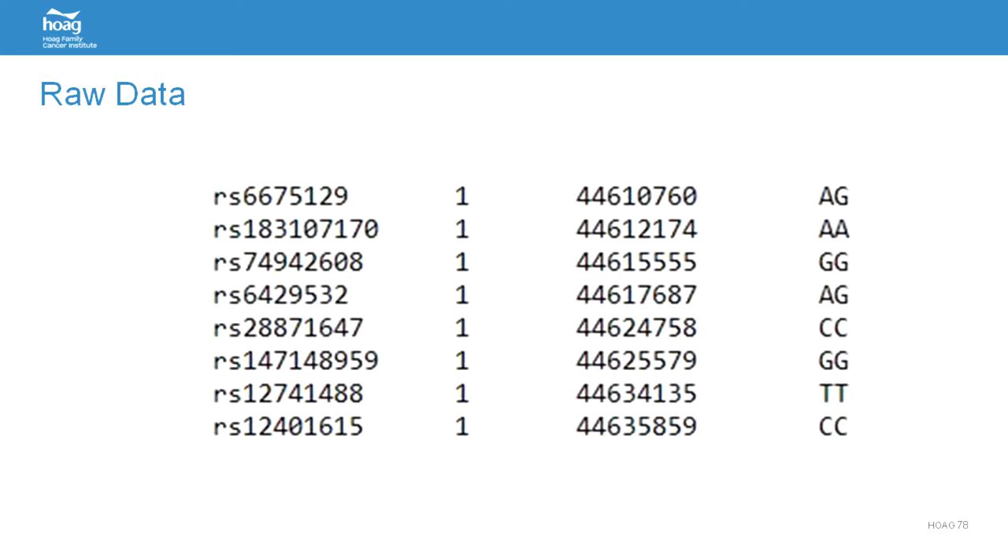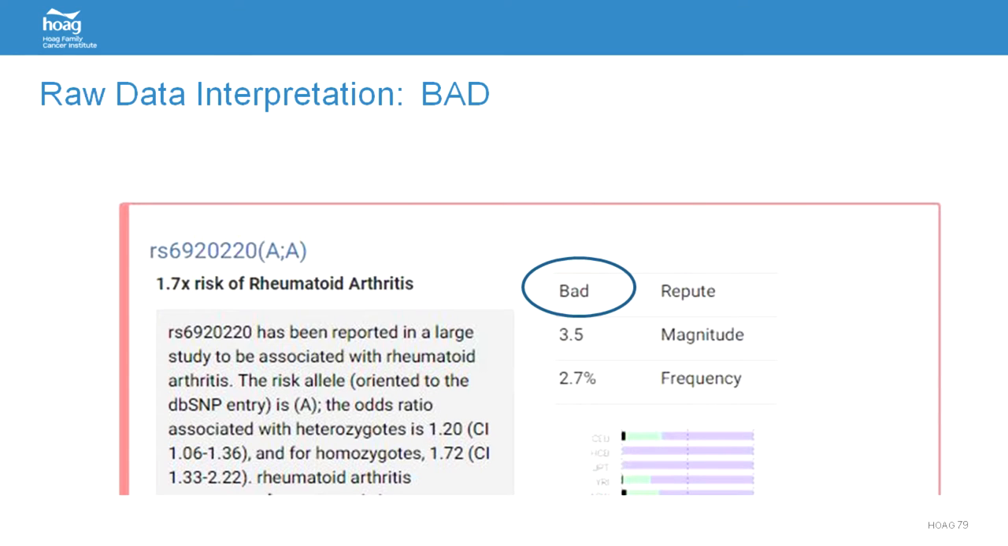So this stands for reference SNP, and that's just the number, and this is chromosome 1, and this is the order of the DNA, and what my genotype was at that spot was AG. So this isn't really useful information, but they can then interpret it, in these very delicate terms, it says bad. So in one particular change of mine, I have a 1.7-fold increased risk for rheumatoid arthritis. But I don't know the background risk for that, so I don't know if 1.7-fold, not even two times, amounts to 60% or 3% total.